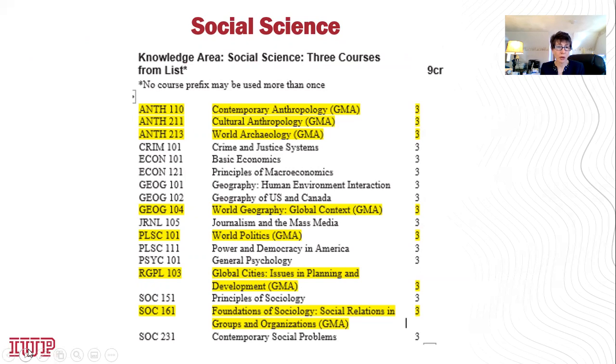So you want to make sure, in order to save yourself money on credits, to select a social science that has a GMA designation. That would be any of the anthropologies, World Geography, World Politics, Global Cities, or the foundations of sociology, Sociology 161. So any of those courses will also fulfill your GMA. So I strongly encourage you, when you're picking a social science, to select at least 1 course from those highlighted courses.